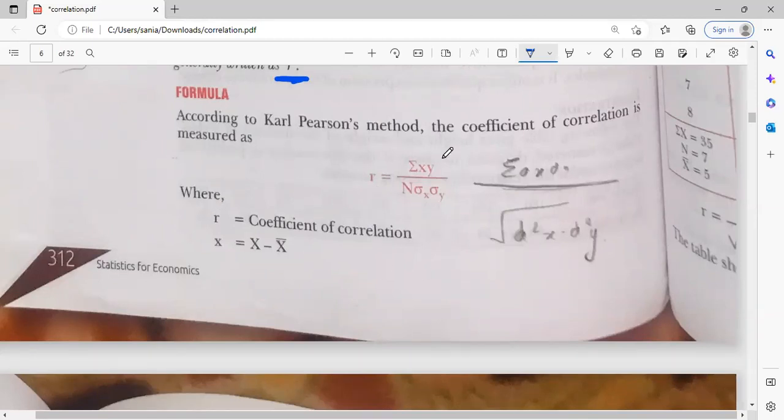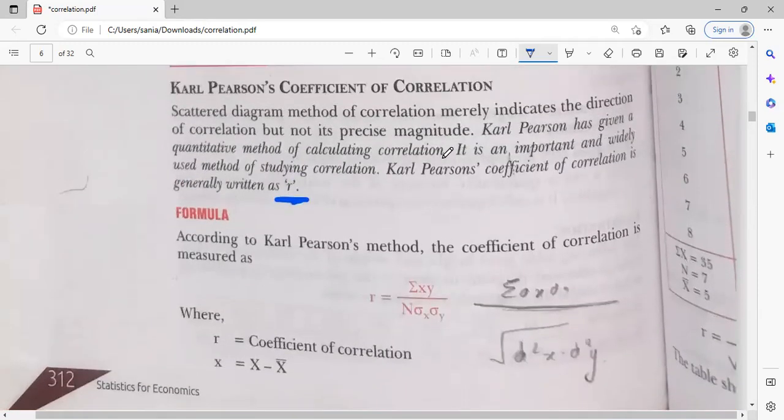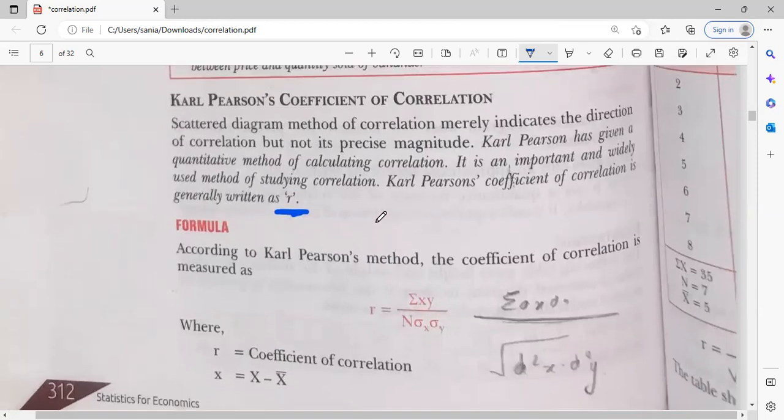Clear? We have different formulas. One by one we will discuss them. First you will write it, then I'll tell you how to find this xy and all that. You have to remember the mean chapter. Over there you did the deviation part, step deviation, you remember? Yes, ma'am. Okay, this is what you have to use here. So first write Karl Pearson coefficient of correlation, then write this definition, then write the formula.